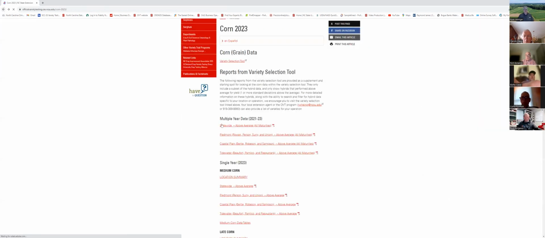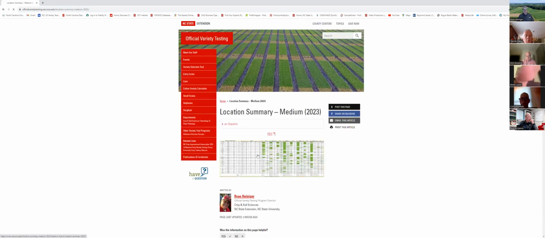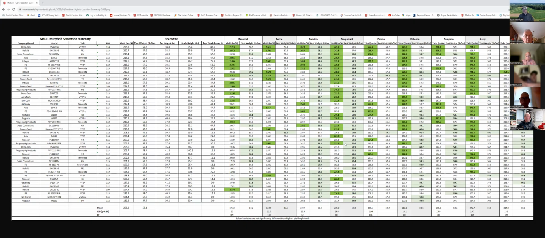The other things we have, and this is kind of new this year, is what's called a location summary for our single year data. This is just a very quick and dirty look at the entire year from 2023. So we have everything statewide here on the left, and then we've got all the data out here by each location moving out to the right, with that top LSD or that top yield group we were talking about highlighted in green, right?